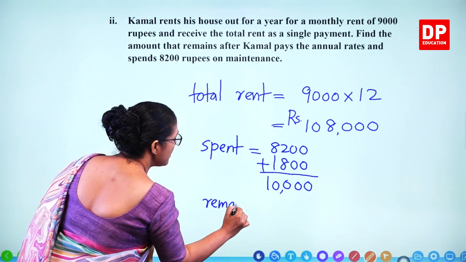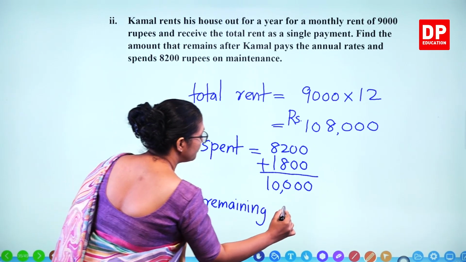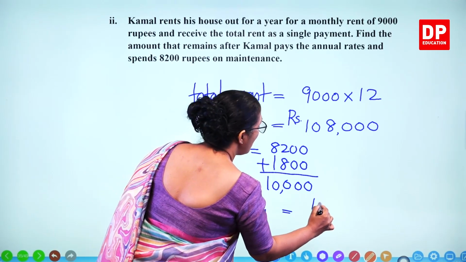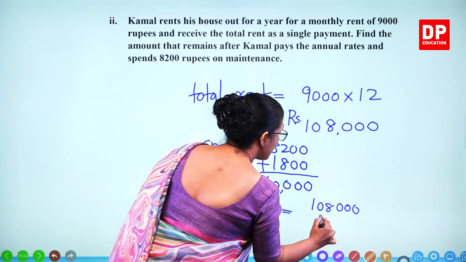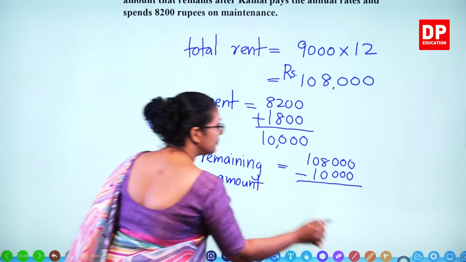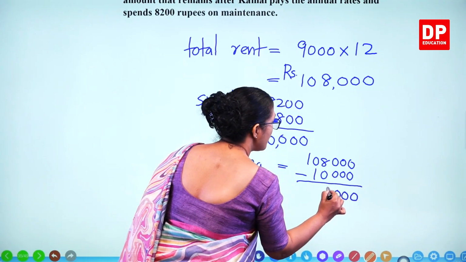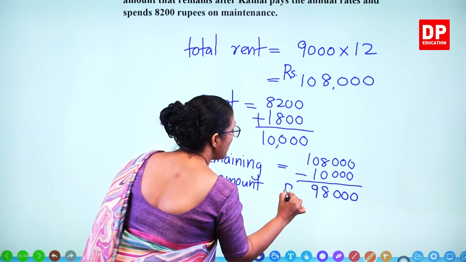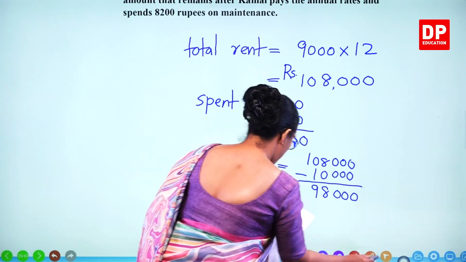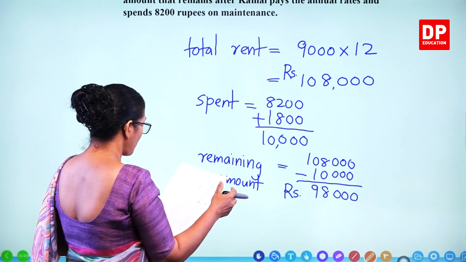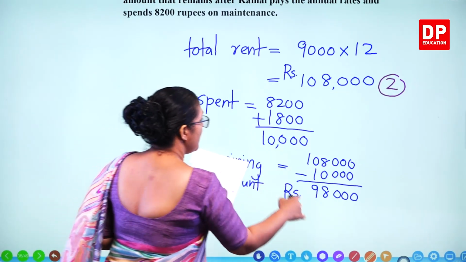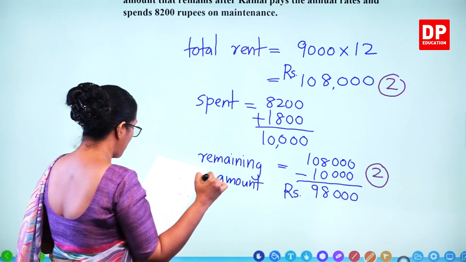So remaining is just subtract the two. Remaining amount: 108,000 minus 10,000, and this is 98,000 rupees. How many marks for this one? 2 marks for finding this value and 2 marks here. 4 marks for that part.